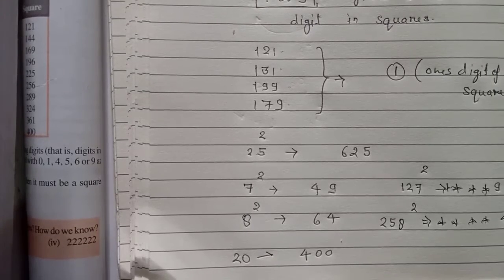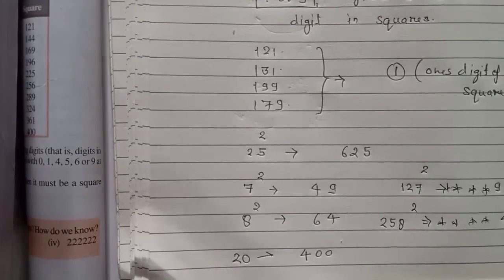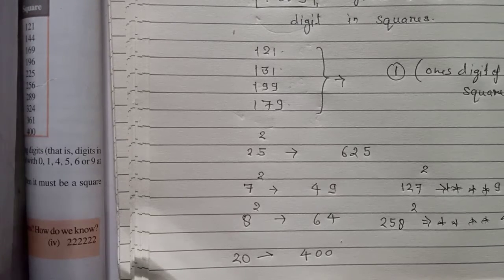Yes students, now you have a work, and the work is you have to prepare a chart which gives you the idea by which the square number ends, if the base number keeps 0, 1, 2, 3, 4, 5, 6, 7, 8 and 9 as ones digit.